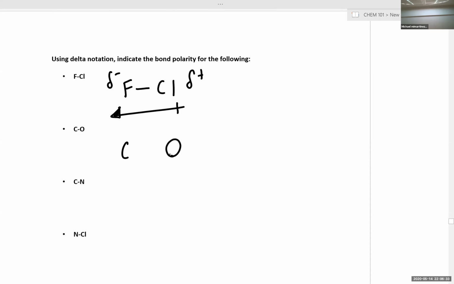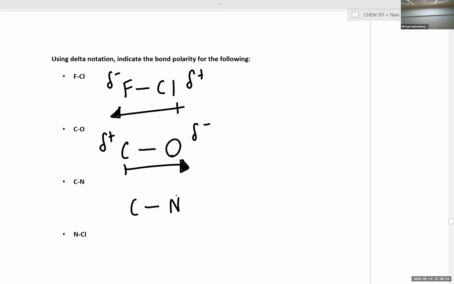Okay, let's look at a carbon-oxygen bond. Which atom is more electronegative? Oxygen, yep. So we draw a delta minus on oxygen, a delta plus on carbon. So we draw our dipole arrow pointing towards oxygen.